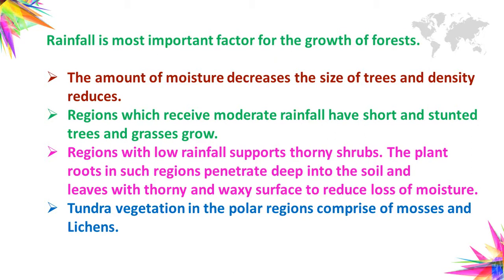The plants in such regions have roots that penetrate deep into the soil to get water from the ground level. The leaves also develop thorns and the surface of the leaves is covered with wax to reduce the loss of moisture through transpiration. Tundra vegetation: this kind of vegetation you can observe in the polar regions. They comprise mostly of mosses and lichens.